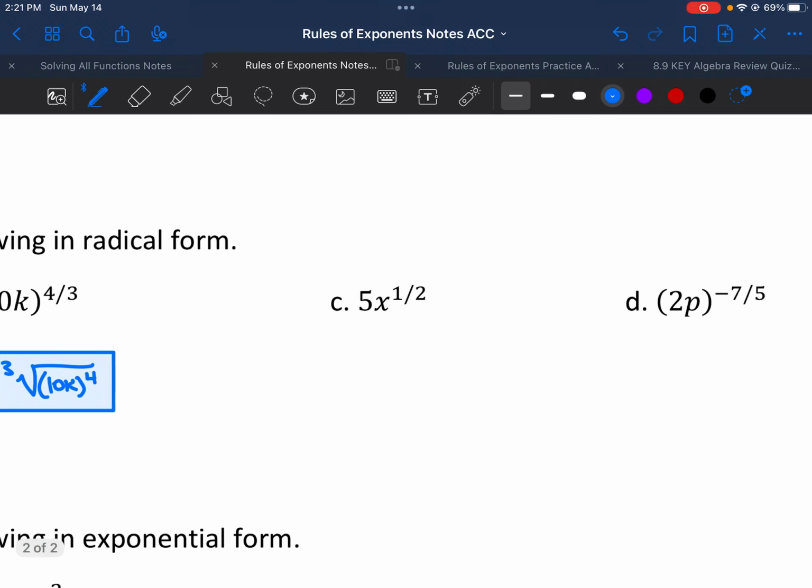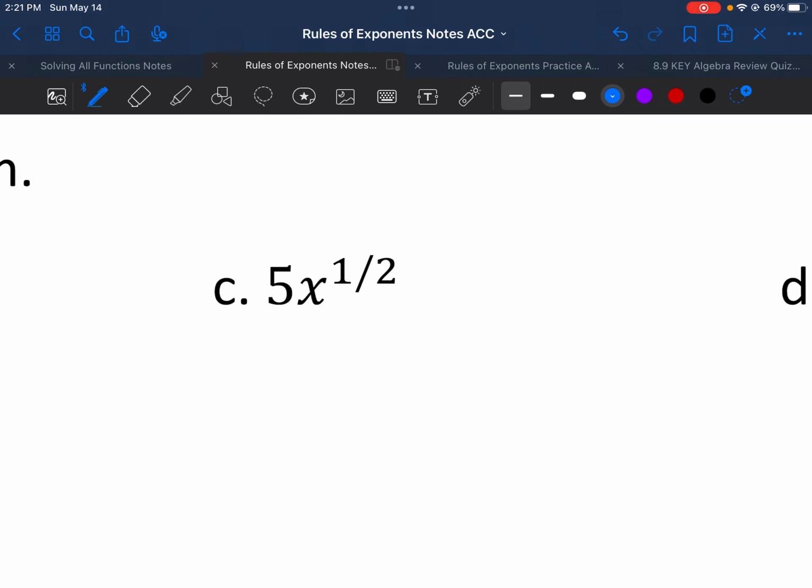All right, part C. 5x to the 1/2 power. Notice that 5x is not in parentheses, so the 1/2 power only applies to the x. And we know that 1/2 power means square root. So this is 5 times the square root of x, or just 5 root x.